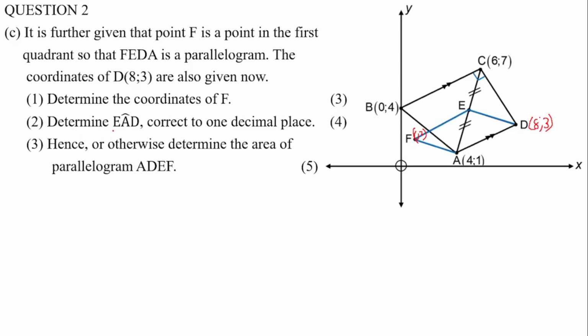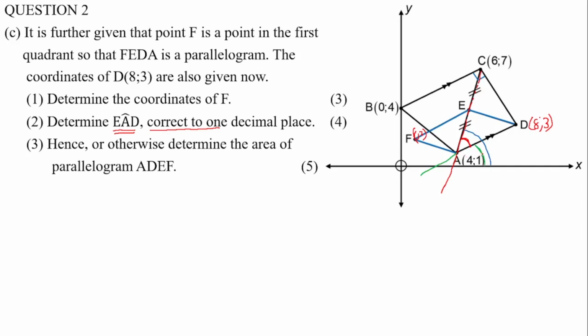Determine angle EAD correct to 1 decimal place. So we have angle EAD, which is this angle here. So how can we find this angle, right? So we can find the angle of inclination of AC, which is this, and then we find the angle of inclination of AD, which is this, right? Meaning that to find angle EAD, we have to say the angle of inclination of AC minus the angle of inclination of AD.